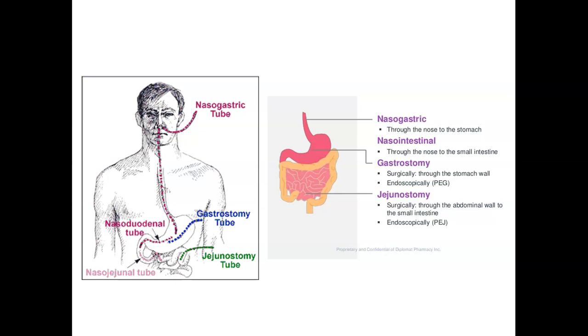Okay, and then this is a picture here showing where each type of tube would be and the differences. Nasogastric, we talked plenty about that. So through the nose to the stomach. Nasointestinal, this goes through the nose and then into the small intestine. Gastrostomy, this is surgical through the stomach wall, or endoscopically would be a PEG tube. So that's just another kind of gastrostomy tube. And the jejunostomy, either surgically through the abdominal wall or endoscopically.